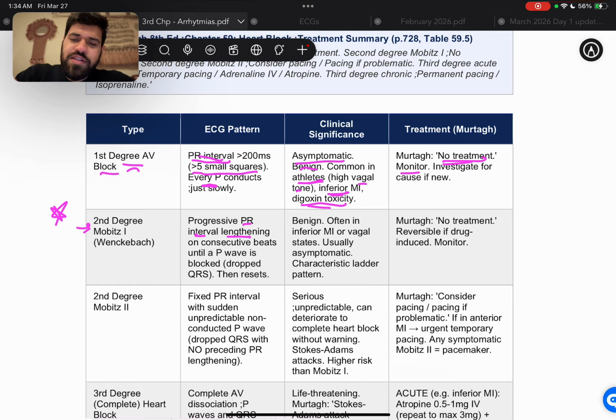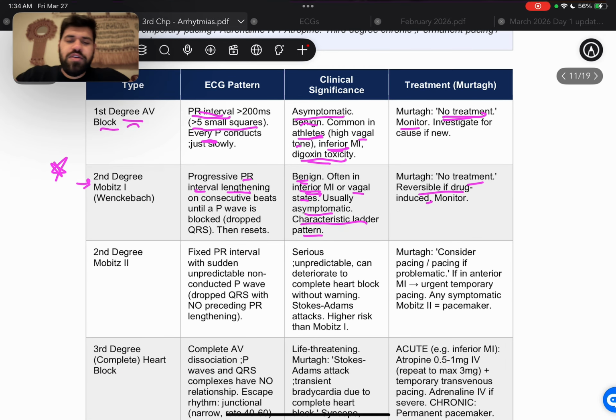And then the clinical significance: it's benign, often seen in inferior MI or vagal states, usually asymptomatic, with a characteristic ladder pattern. So no treatment is needed if it's reversible. If it's drug induced, we can remove those drugs, and it's back to normal. Then second degree type 2 is this.